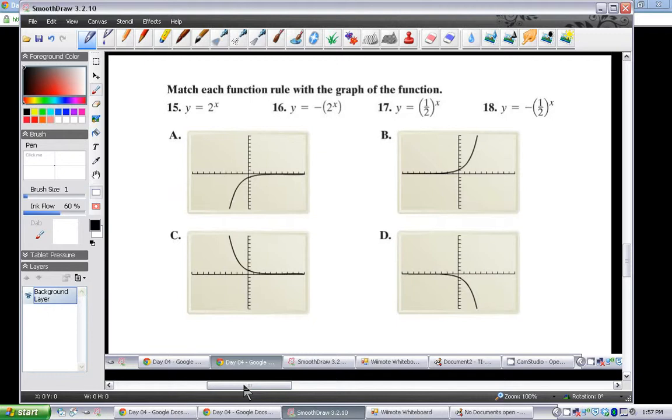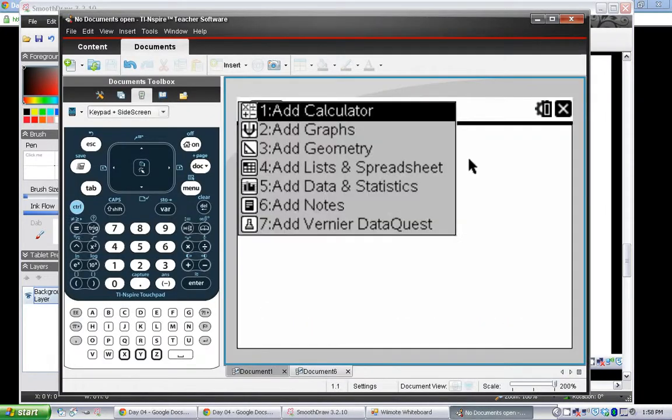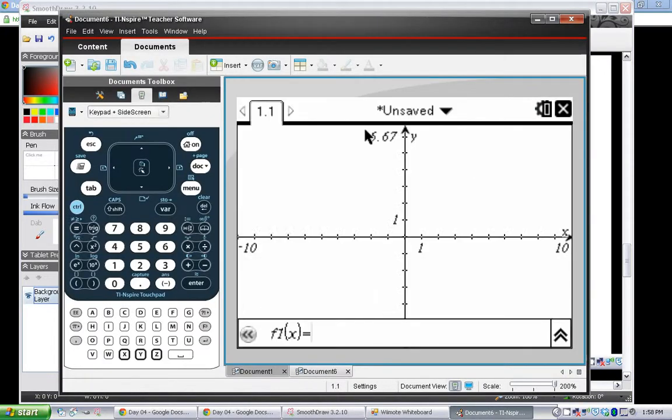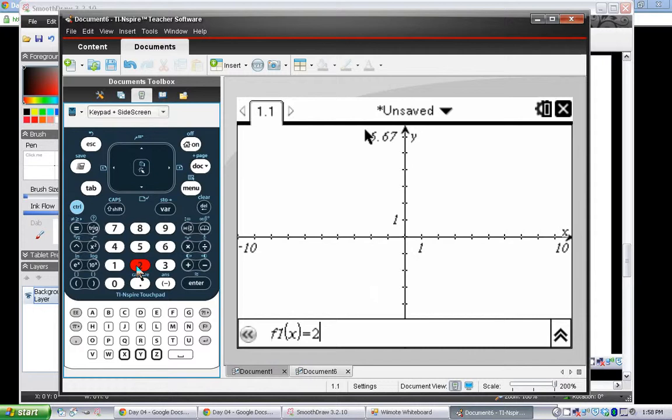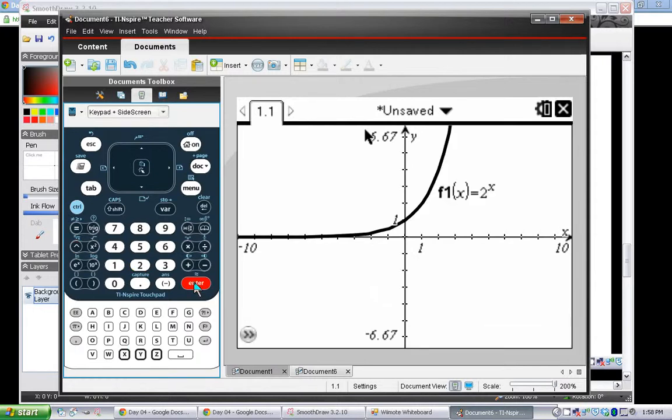So let's see what's going on. On graph A, we're starting low and then closing in towards the x-axis. On C, we're starting high and then closing in towards the x-axis. On B, we're starting on the x-axis and then increasing greatly. And on D, we're starting on the x-axis and decreasing greatly. So let's graph one of these, and I bet we can use just that one graph to figure out the rest. So we are going to add a graph, and we're going to do 2 raised to the x.